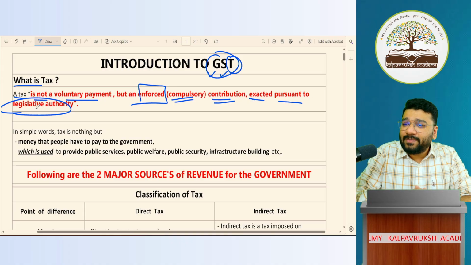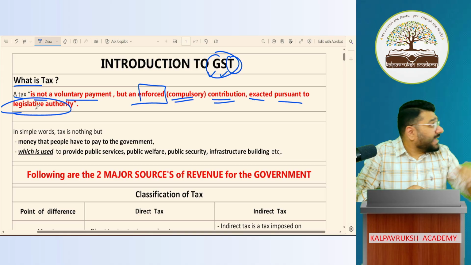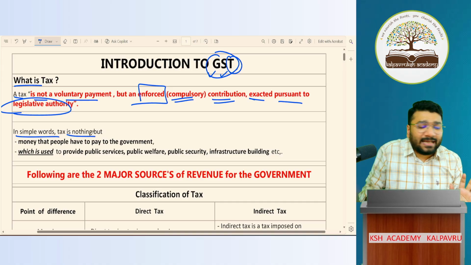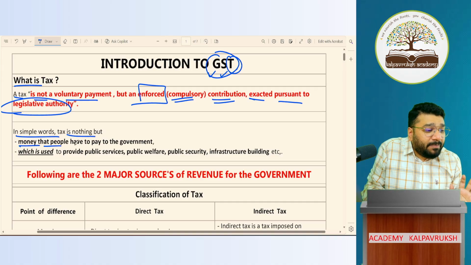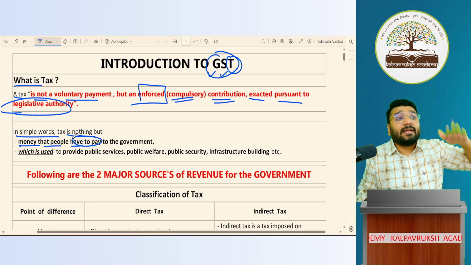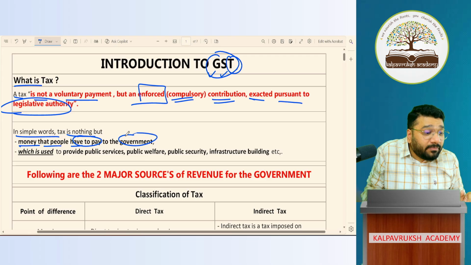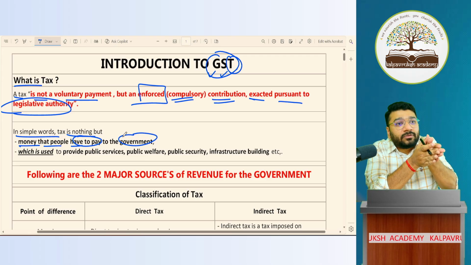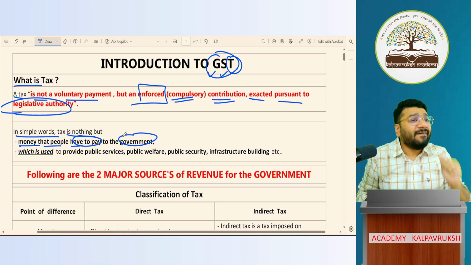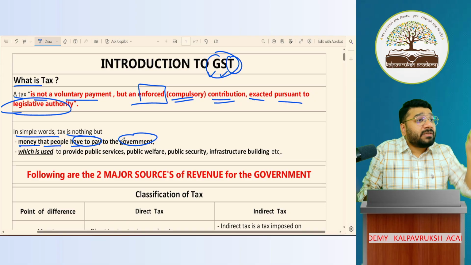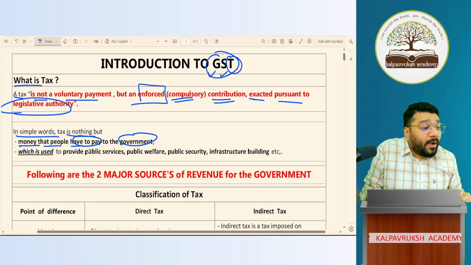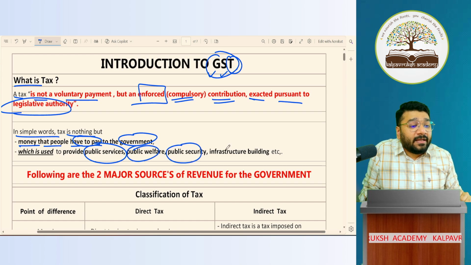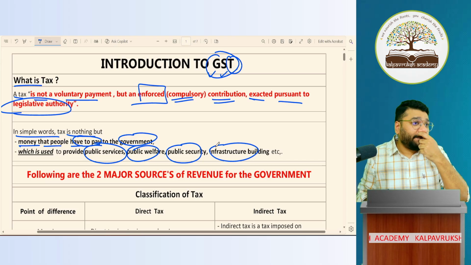Is the first point clear? What is the meaning of tax? Okay. This is hi-fi language. We want it in simple language. In simple words, tax is nothing but money that the people have to pay to the government. Which government? Either central government or state government or both of them. Okay, not okay? Why are we paying this to government? Because government will use this money to provide public services, public welfare, public security, infrastructure building, etc.